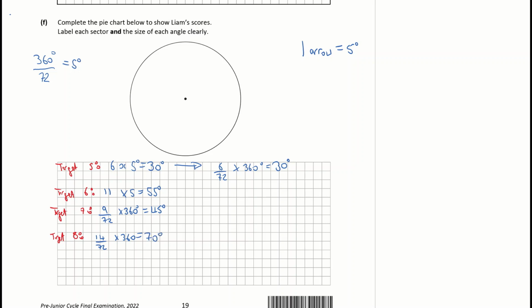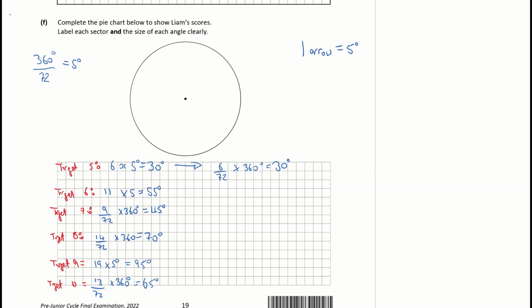Target number 9 then was hit 19 times, so I'm just going to go the other way now of doing it here. So I'm going to go 19 multiplied by 5 degrees, which gives me 95 degrees. And then my final target, target 10, which is hit 13 times. That's my value for x. So 13 out of 72 multiplied by 360 degrees is getting 65 degrees. And to check your answer, if you add all of these up together, they should total 360 degrees. So now I just need to put it onto my pie chart.